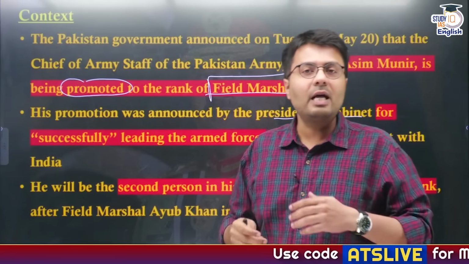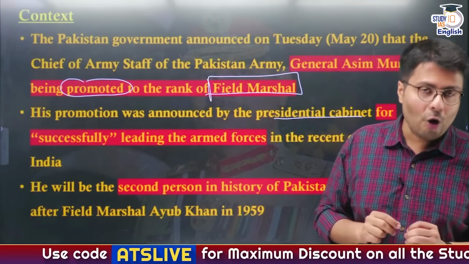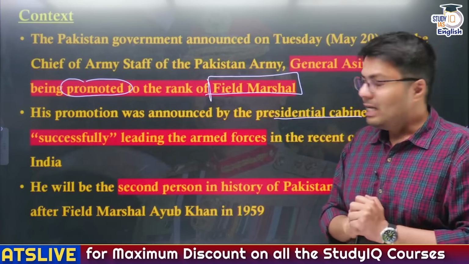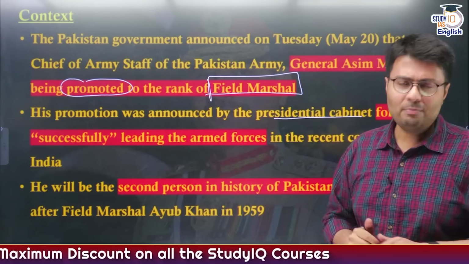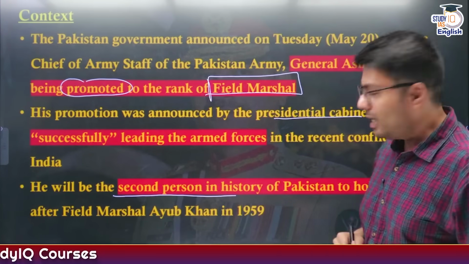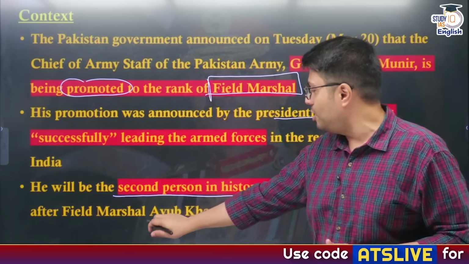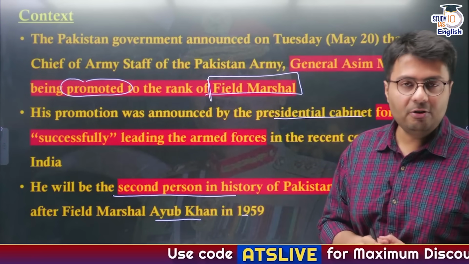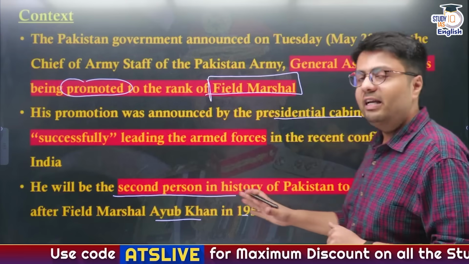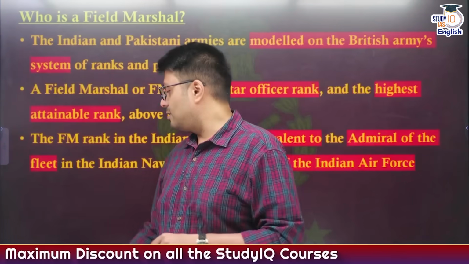So essentially, it means that General Asim Munir has been rewarded for the beating that he got from the Indian armed forces. Now, everything aside, let us bring back to our today's discussion. He will be the second person in the history of Pakistan to hold this rank of Field Marshal. Earlier, it was Ayub Khan, who was the military dictator of Pakistan between the 1950s and 60s, right? So this is the context of our today's discussion.